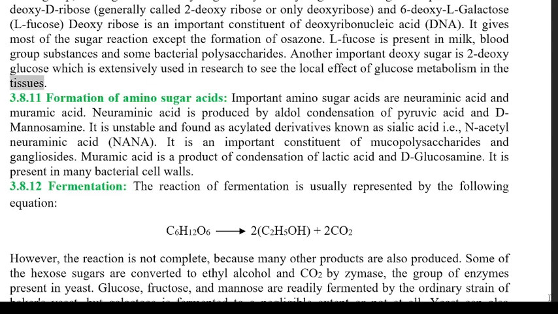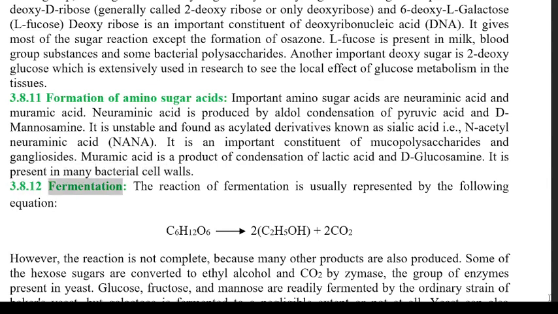3.8.11 Formation of amino sugar acids. Important amino sugar acids are neuraminic acid and muramic acid. Neuraminic acid is produced by aldol condensation of pyruvic acid and D-mannosamine. It is unstable and found as acylated derivatives known as sialic acid, i.e., N-acetyl-neuraminic acid, NANA. It is an important constituent of mucopolysaccharides and gangliosides. Muramic acid is a product of condensation of lactic acid and D-glucosamine. It is present in many bacterial cell walls.